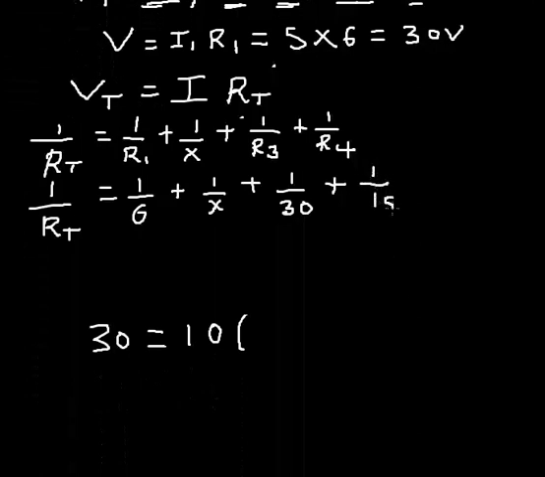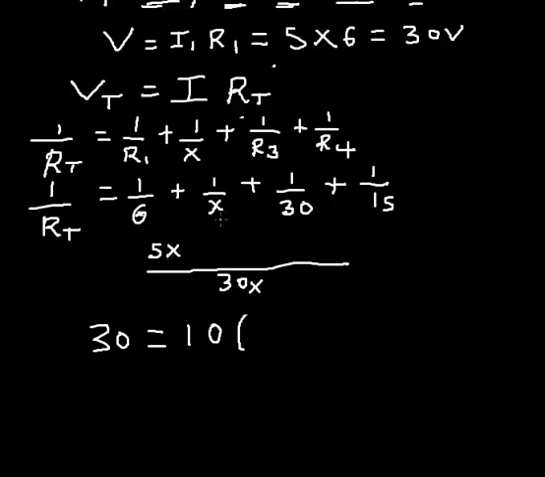So the LCM of all this, 6x, 30, 15, is going to be 30x. So I put that 30x. Of course, 30x divided by 6, that's going to give me 5x. 5x multiplied by 1, that's 5x. Okay, so of course here, 30x divided by x, that's 30. 30 multiplied by 1, that's going to be 30. Plus 30x divided by 30 is x, x multiplied by 1, that's x. 30x divided by 15, that's going to give me 2x. 2x multiplied by 1 is 2x.